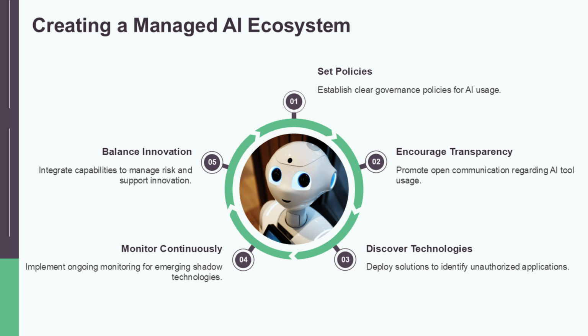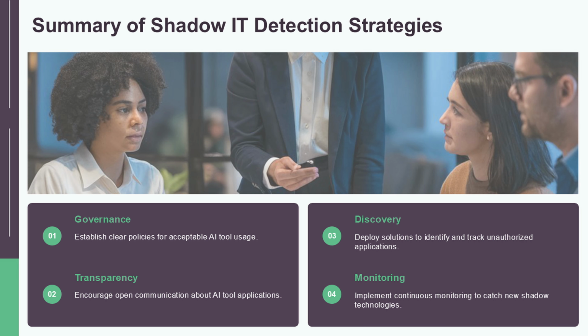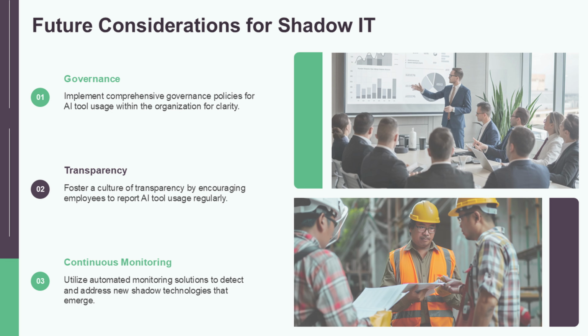Effectively manage shadow technologies. Organizations should implement a multi-layered approach. First, establish clear governance policies outlining acceptable AI tools and usage guidelines. Next, promote transparency by encouraging open communication about AI usage. Then, deploy shadow IT discovery solutions to identify unauthorized applications. And finally, implement continuous monitoring to detect new shadow technologies as they emerge.